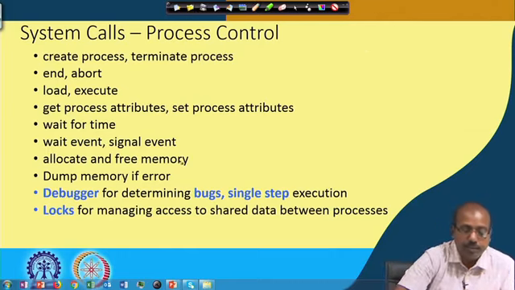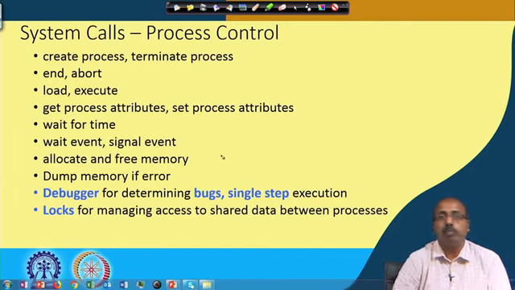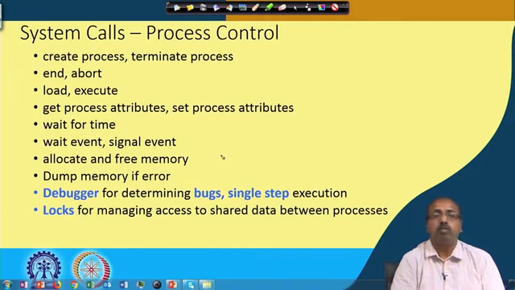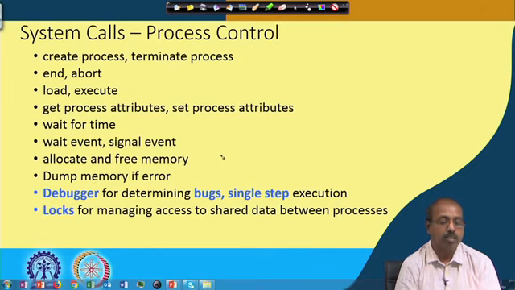Then allocate and free memory. Some process may require more storage, because, as we know, while writing in some high level program we may want to create some dynamic storage. The dynamic storage creation is by means of this allocate request for some dynamic space, and when that space is no more required, we would like to free that space. So, these are the two things: allocate and free.